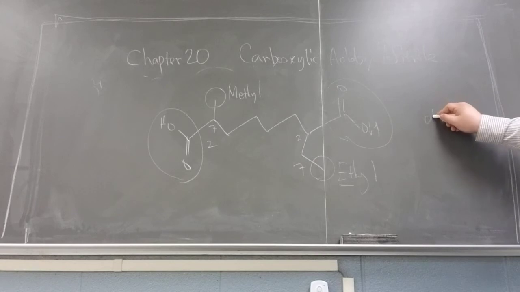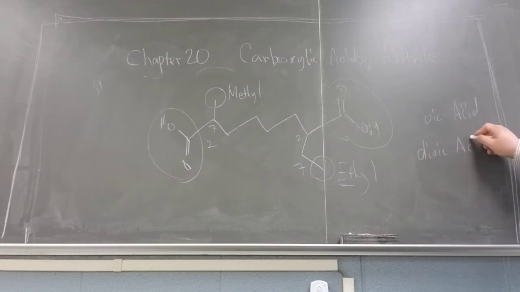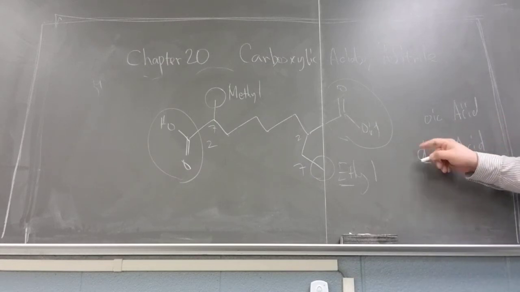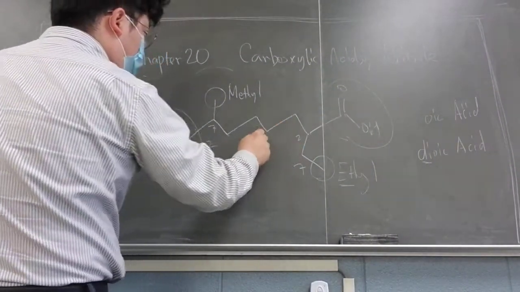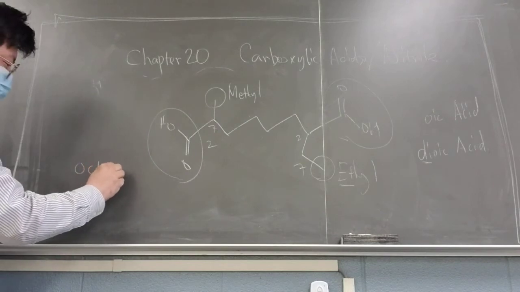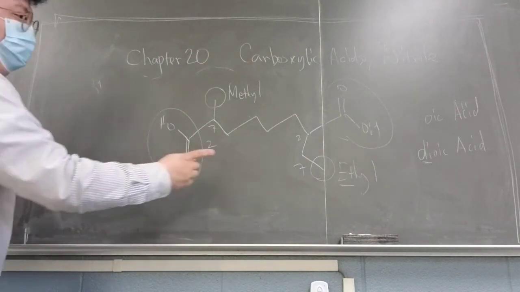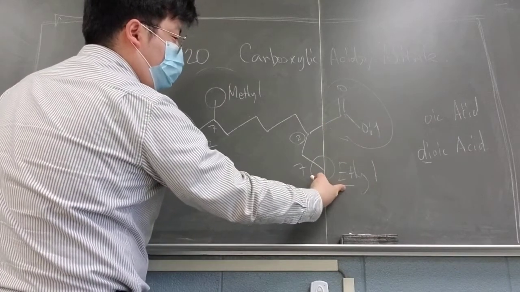Sorry, here. But you're gonna put dioic acid because there are 2 carboxyl groups. So the name of this one will be, so still base is octane, right? Base is octane. And I'm going to put this one at 2 because this is close to this one with the E.